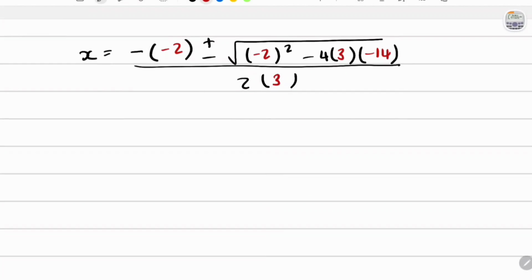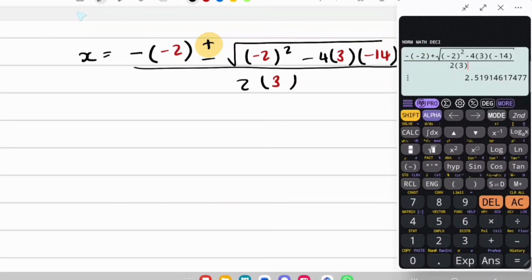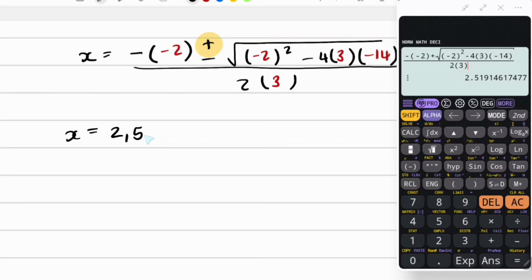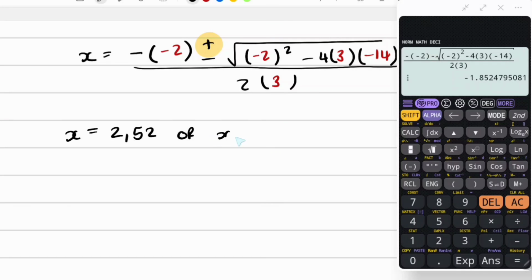So you can go ahead and put this onto the calculator. I will start with the plus, and we're going to just round off to 2 decimal places. When I try the plus, I get x being equal to 2.519, rounded off to 2 decimal places, that is 2.52. Or, if we change that sign to a minus, then we get x being equal to negative 1.852, rounded off to 2 decimal places is -1.85.